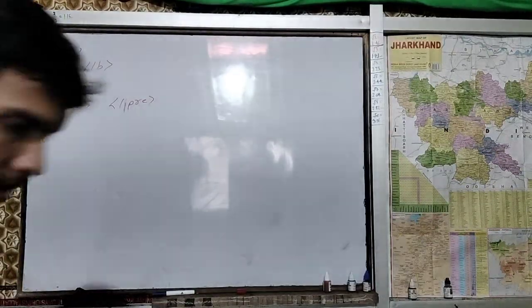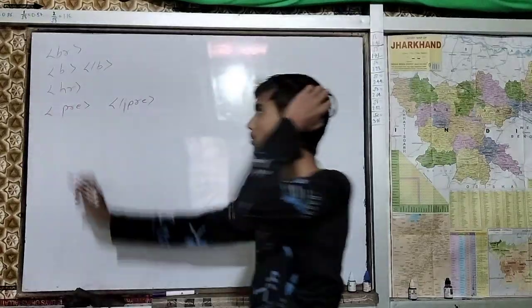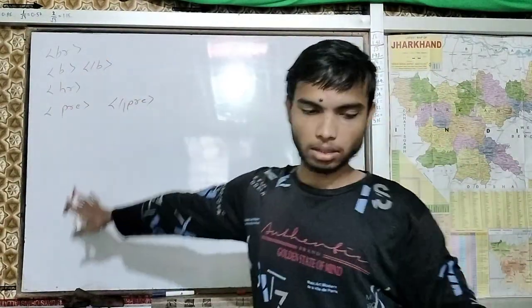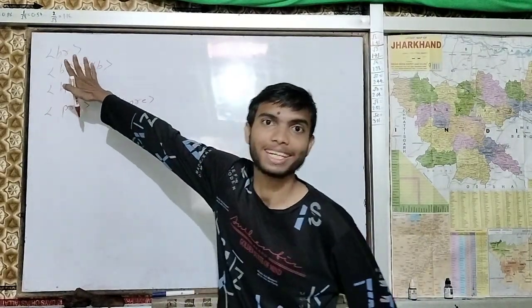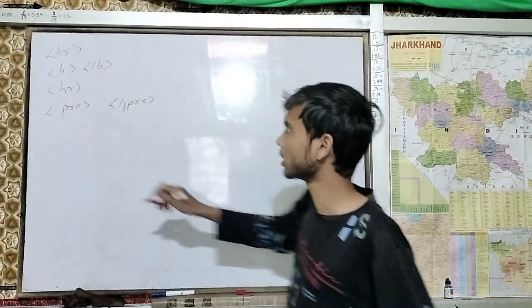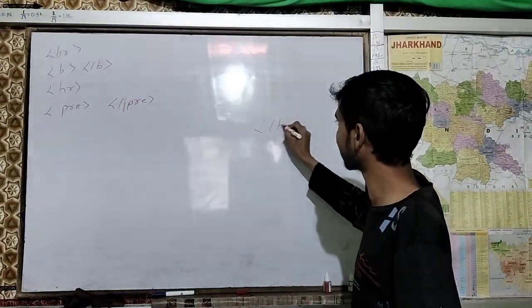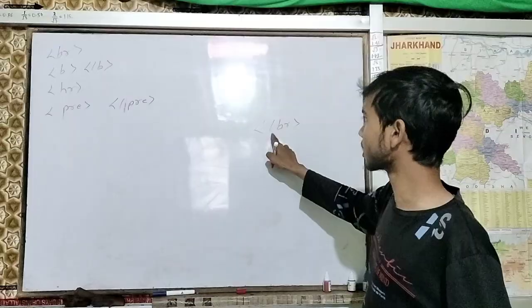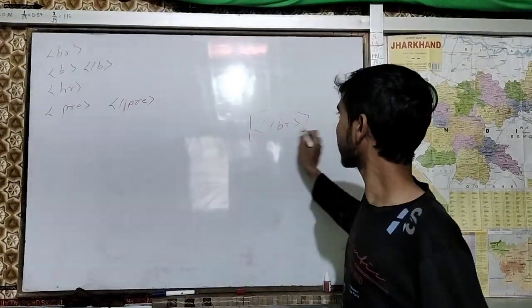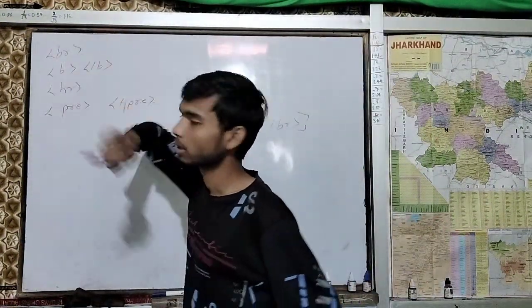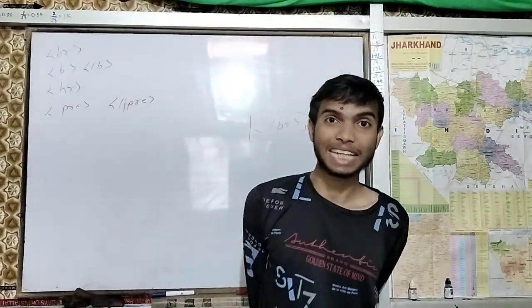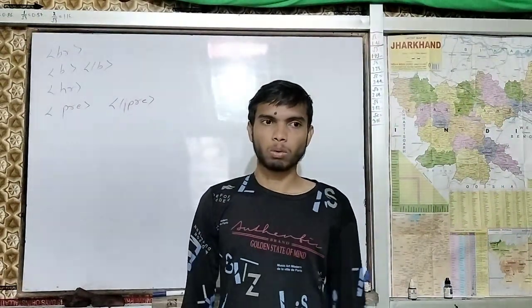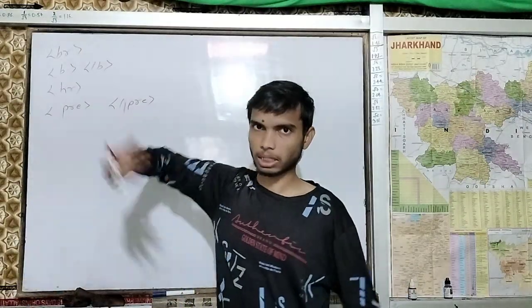Look at here. BR, BR, BR. This is the tag, but here you will observe that we are not using an ending tag for this starting tag. Okay, we will not use this ending tag, slash BR. Why? The reason is that it is a self-closing tag. Only this starting tag is used.